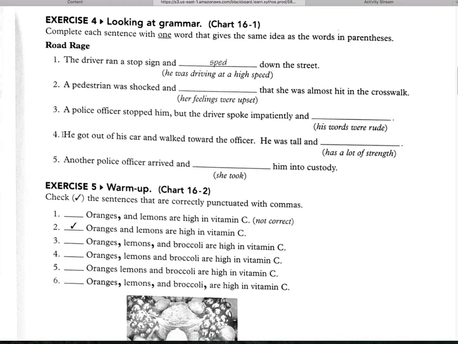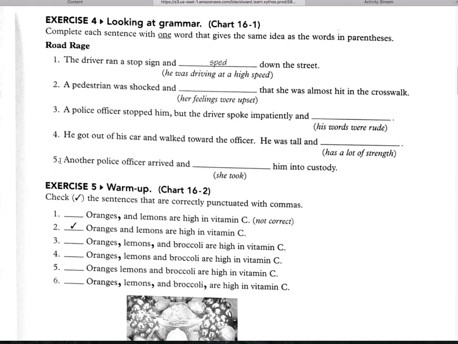Number 4. He got out of his car and walked towards the officer. He was tall and has a lot of strength. So you say, was tall. Tall is an adjective. Here's my conjunction, and. So we have to find an adjective out of this list of words here. He was tall and strong. That would be the adjective form of strength. Okay, strong.